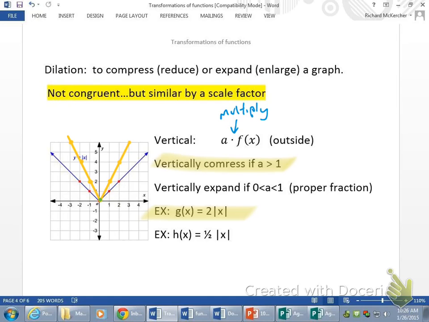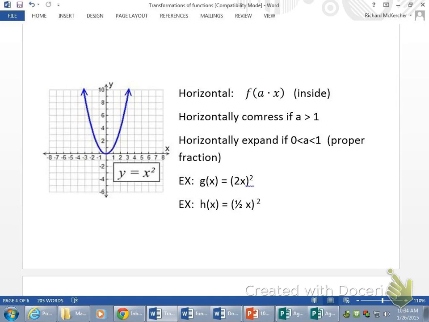Okay. Now on the other side, if you're multiplying it by a number that's a proper fraction, in other words, it's between 0 and 1, then what happens is you end up getting numbers that expand outward. So you can see where all of these would just expand outward, and that's the difference. Now that's if you multiply with a number on the outside. If you multiply by a number on the inside, everything is completely backwards from that.